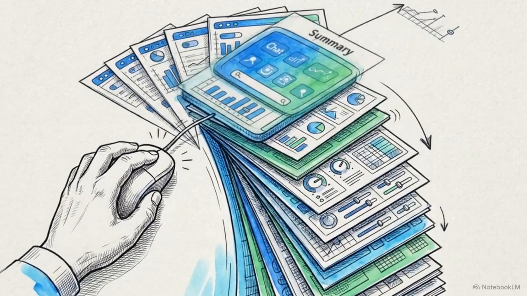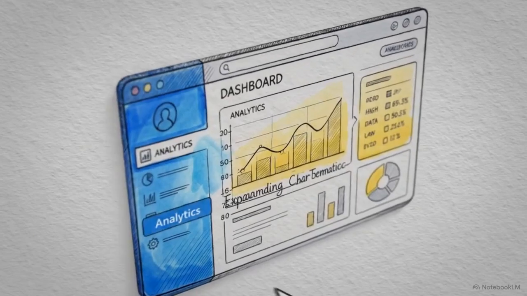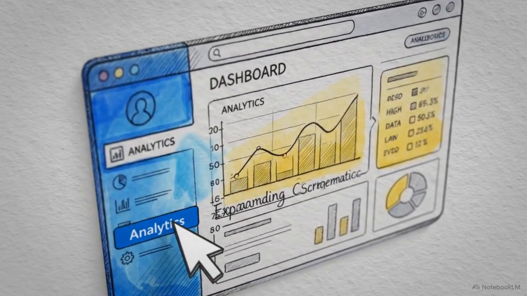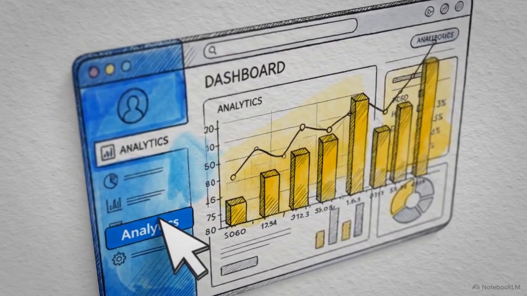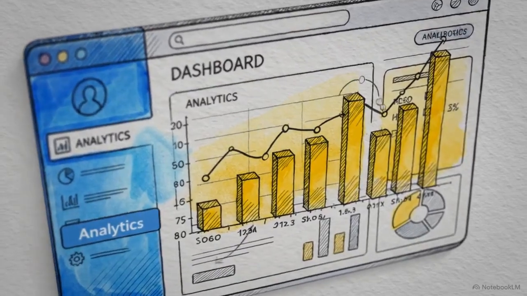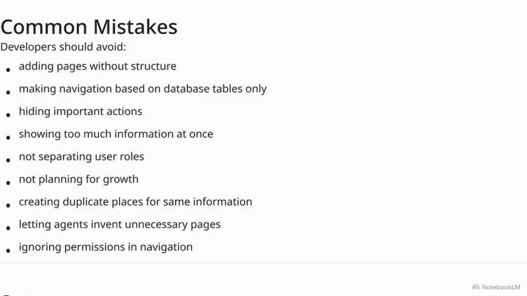When the architecture is right, the friction disappears. A user drops into the application, their cursor moves directly to the target, and task completed. This list of common developer mistakes highlights what threatens that experience. Traps like letting database tables dictate navigation or scattering context across disconnected screens. Furthermore, proper structure means planning for future growth, rather than bolting on pages haphazardly.